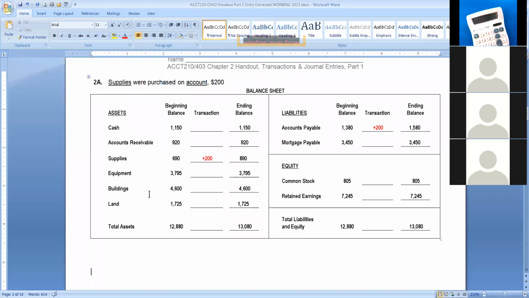Okay, so this changes both sides of the equation of the balance sheet. Our supplies go up. So does our liability. So we owe 200 more now. Instead of 1380, we owe 1580.